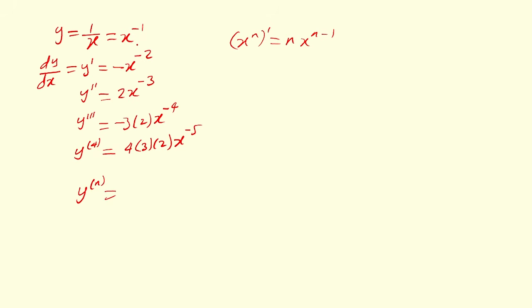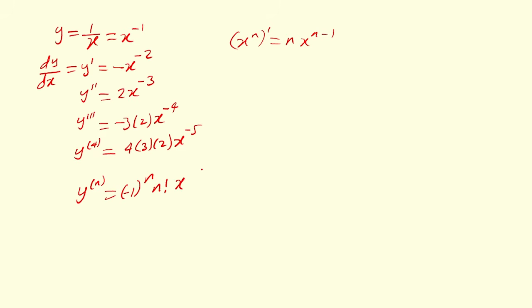Look, whenever n is 1 it's negative, n is 2 positive, n is 3 negative, n is 4 positive, so minus 1 raised to n. When n is odd, negative, when n is even, positive. Times, when it is 1, 1, when it is 2, 2, when it is 3, 3 times 2, when it is 4, 4 times 3 times 2. That means when it is n, it will be n factorial.